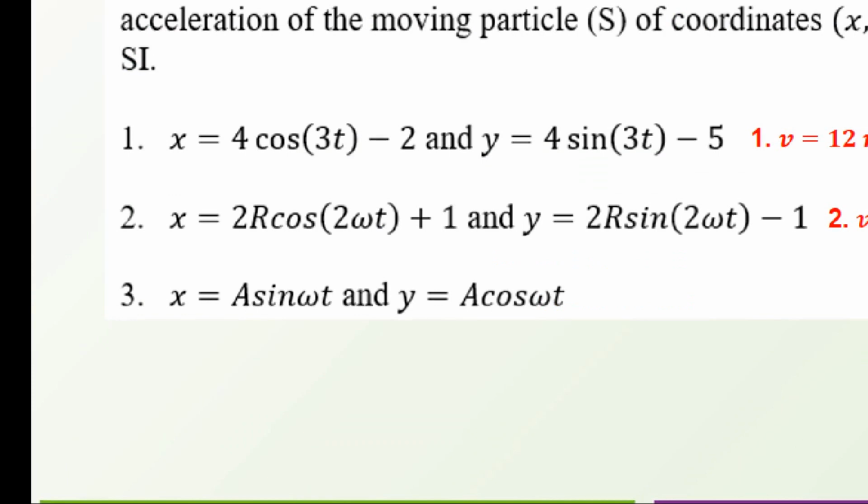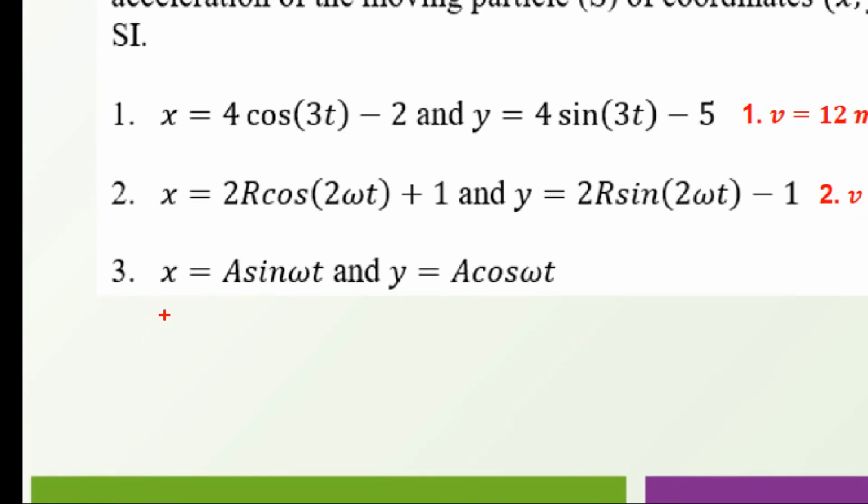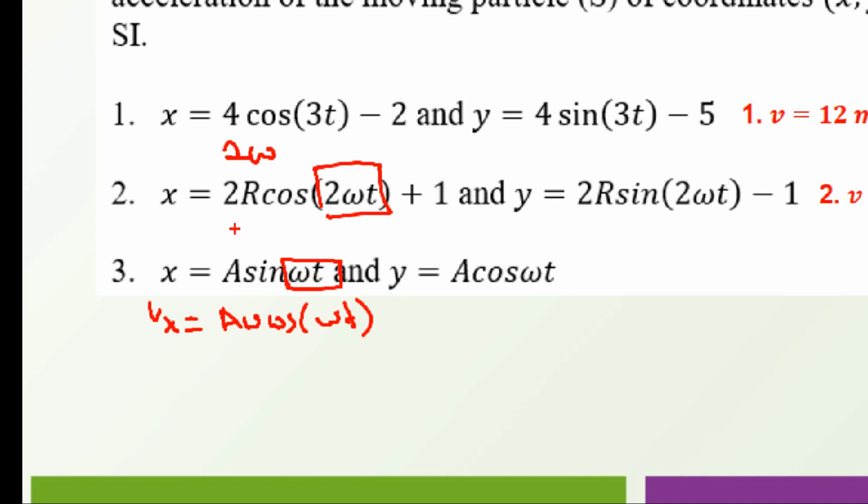Now for part 3, Vx would be given by a omega cosine omega t. Here let me state that omega is a constant. If we're deriving 2 omega t for part 2, that would be 2 omega because a linear term gives us a constant. Here similarly, if we're deriving omega t, the linear term gives us a constant, which is omega. For this reason I'm multiplying by omega.